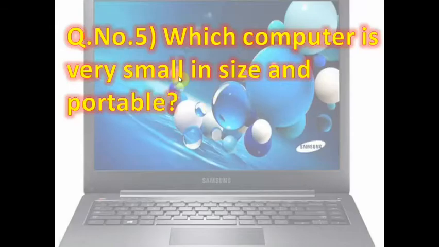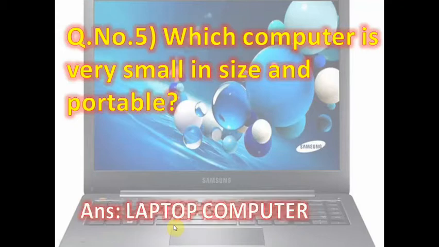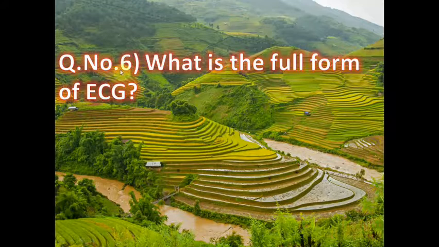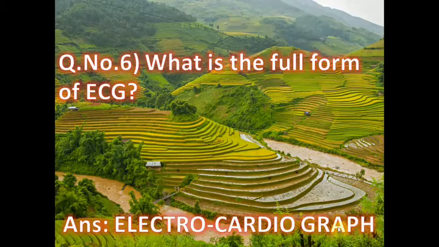Now question number 5. Which computer is very small in size and portable? You know the correct answer. Here in the background also you can see the correct answer: laptop computer is small in size and it is also portable. Next number, what is the full form of ECG? And the correct answer is electrocardiograph.